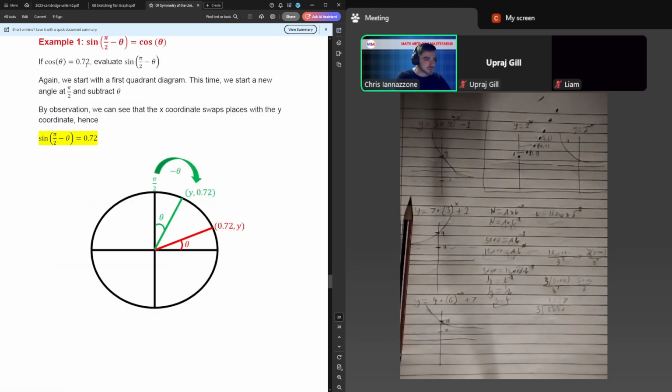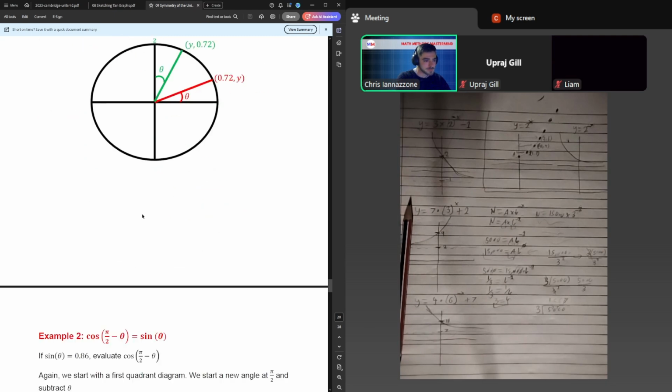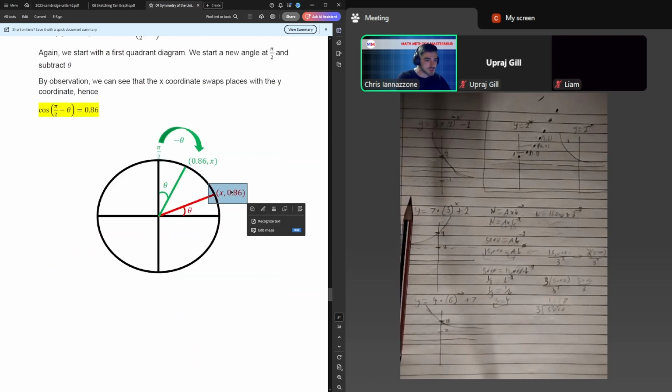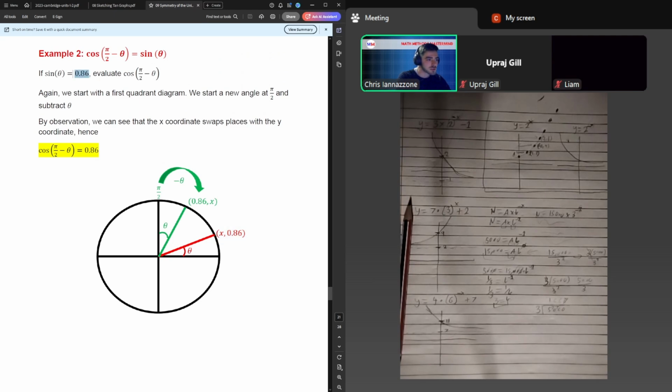So to evaluate some, cosine is 0.72, put an x as 0.72. What is sine of pi over 2 minus theta? Well, pi over 2 minus theta: you take this, you flip it, you read the y value because it's sine. Same thing, pi over 2 minus theta, whatever you started with. In this case, we had a y value of 0.86. Start it, flip it, and then now you read the x because we're doing cosine at that spot.